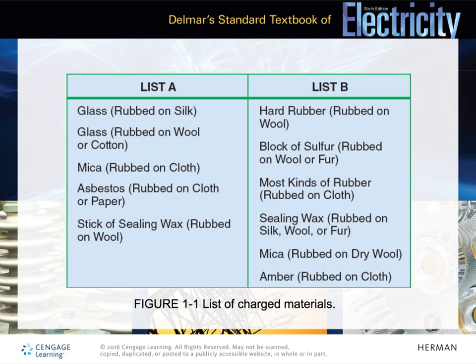For example, he found that if he took a glass rod and rubbed it with silk, or took a glass rod and rubbed it with wool or cotton, it produced the same type of charge on the glass rod. However, if he took, for example, a hard piece of rubber and rubbed wool on it, it was definitely a different type of charge. But it was the same charge as if we took a block of sulfur and rubbed it with wool or fur, the same charge as hard rubber that was rubbed with wool. So what Dufay did is identify these two types of charges, and he put them on lists.